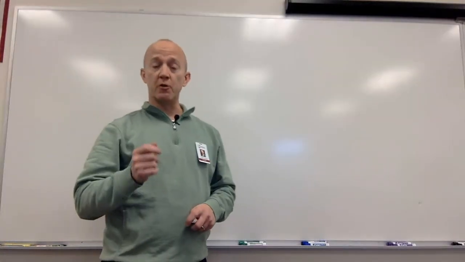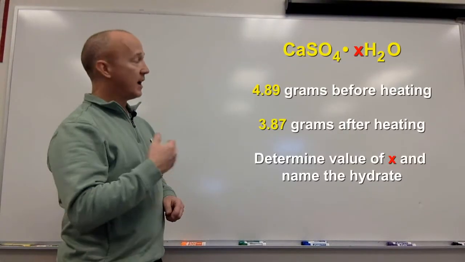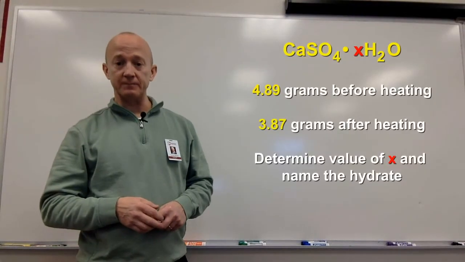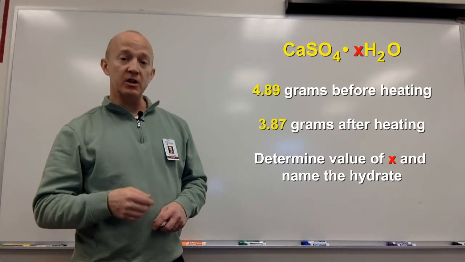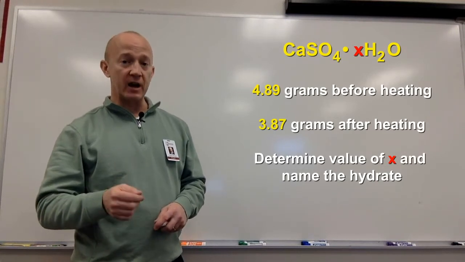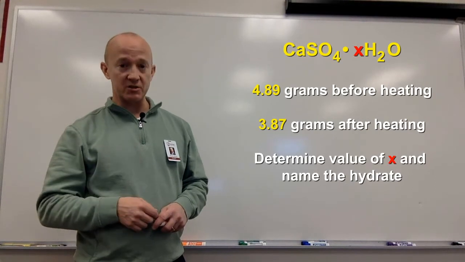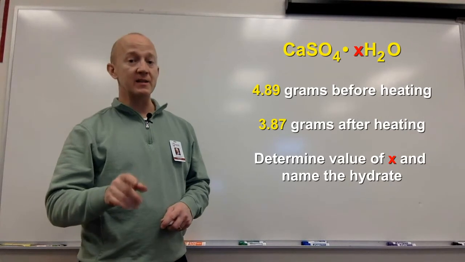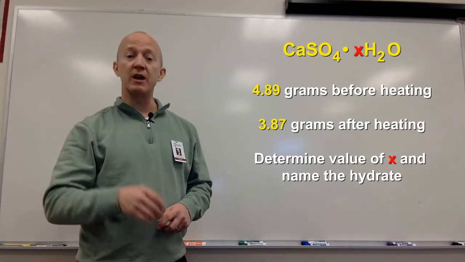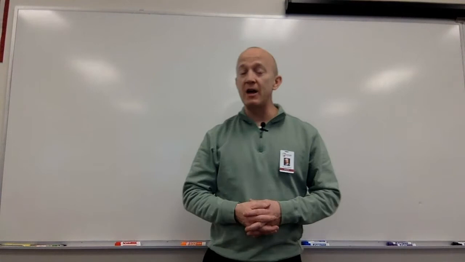Here's a problem for you to do for homework. We have a sample of hydrated calcium sulfate. Let's say you start out with 4.89 grams of that hydrate. After heating it, you have 3.87 grams of anhydrous calcium sulfate. Determine the formula for this hydrate and see if you can name it. You can put your answers on the LMS. That's all the time we have for today.